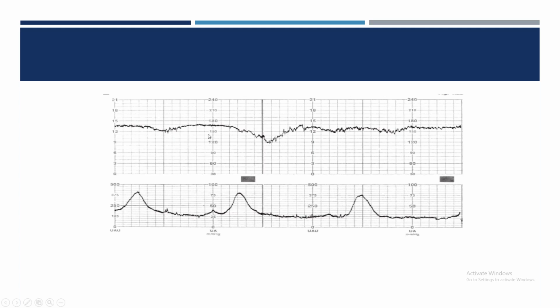Now variability. Variability is less than 5. Actually, somewhere it is preserved. Here it is preserved, between 5 to 6, okay? But here it is reduced. So you can say it is less than 5. If it is less for 30 minutes, it becomes a non-reassuring feature, correct? But right now the CTG is not for 30 minutes, so we can't say it is non-reassuring.